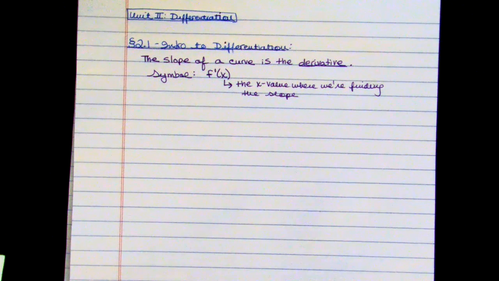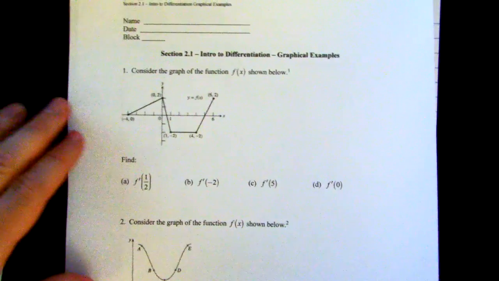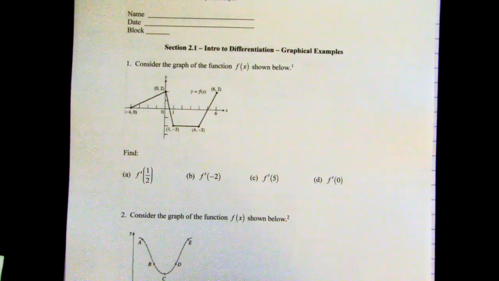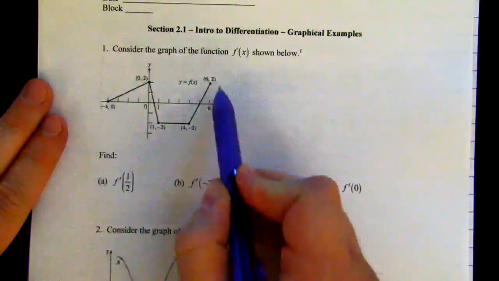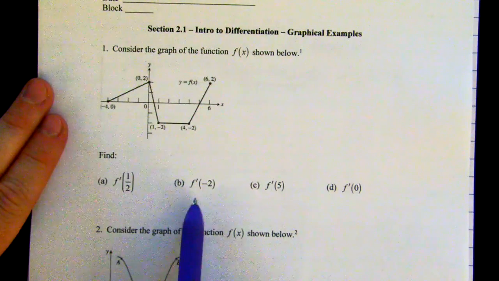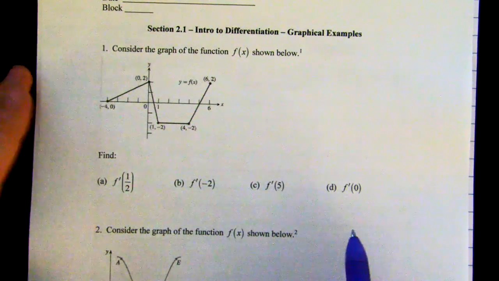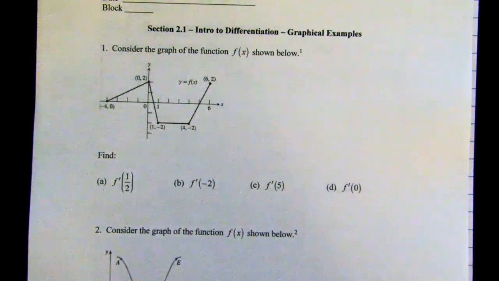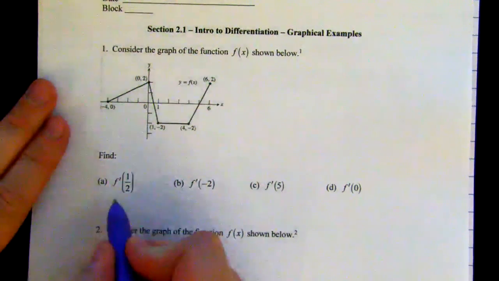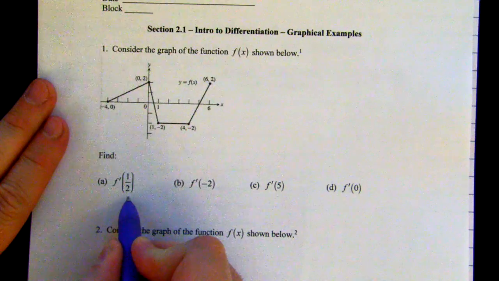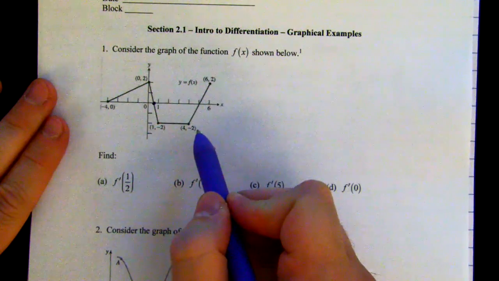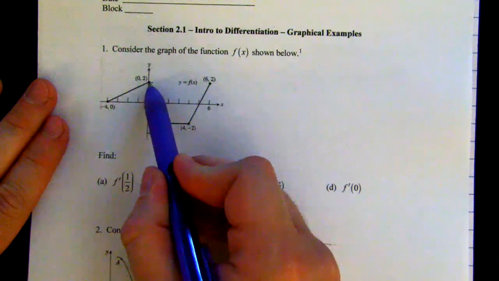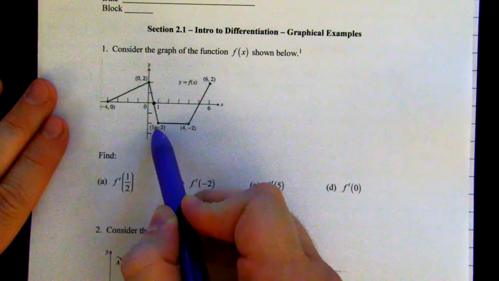So can you take out the worksheet titled Section 2.1, Intro to Differentiation, Graphical Examples. So we have the function f of x over here. I want to find f prime of 1/2, f prime of -2, f prime of 5, f prime of 0. I want to find the slope of this thing at various x values. Well, let's get started. F prime of 1/2 means when x is 1/2, what is the slope of this function? And actually, this is not a terrible one to deal with because this piece over here, surrounding x equals 1/2, is just a line segment.